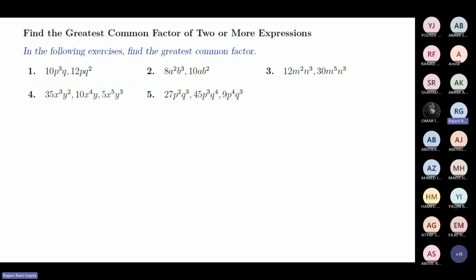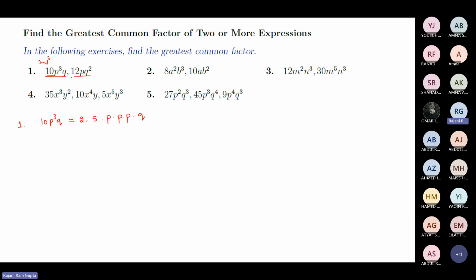So let's now solve some questions. You have to find the greatest common factor for these terms. Let's start with question number 1. These are from your book. So let's see how we do it. We have 10pq. How can you write 10? Which two numbers on multiplication give you 10? 2 and 5. Correct. So you can write 2 times 5. And p power 3 means you have p times p times p. And q only one time.